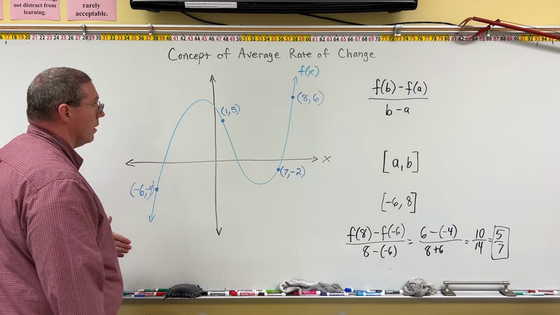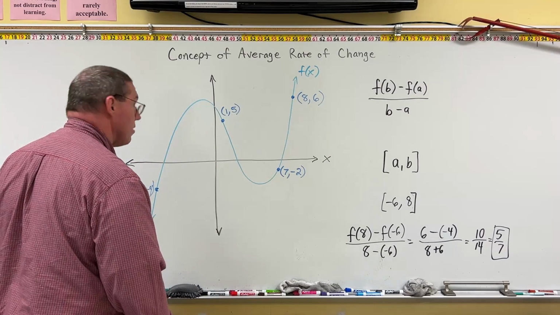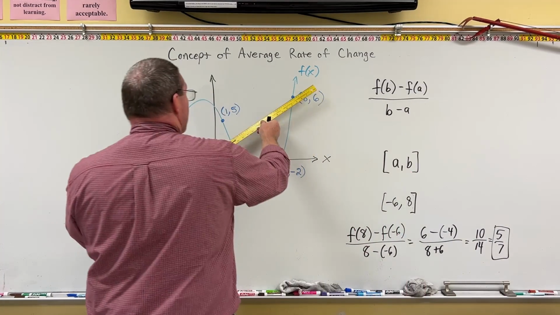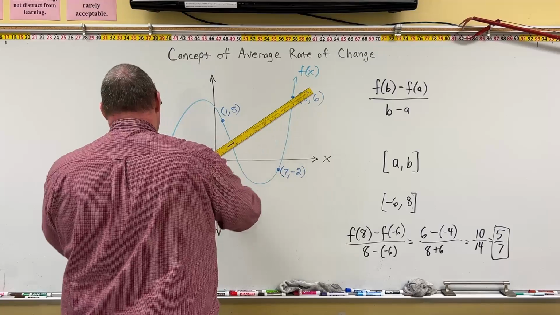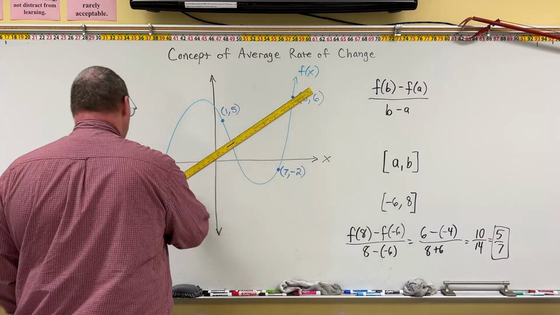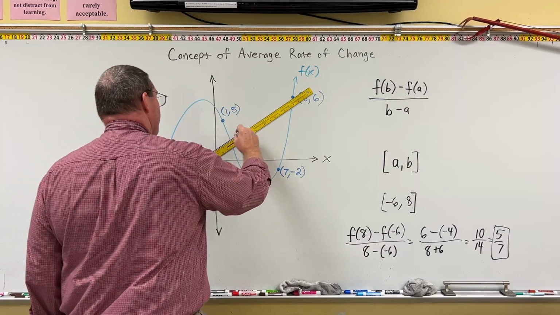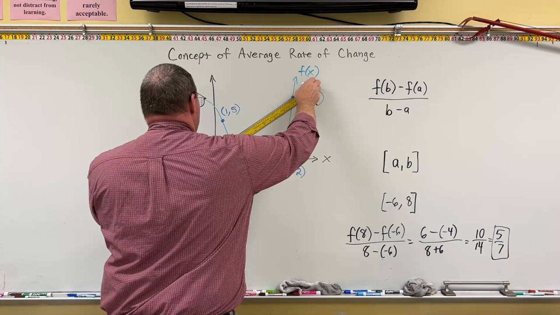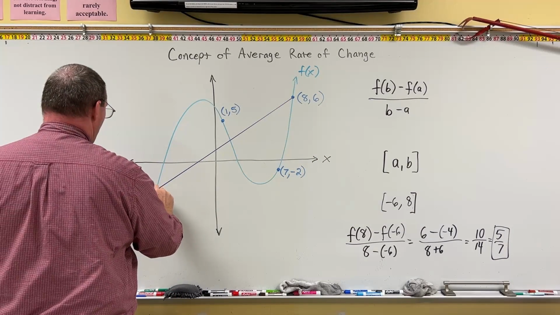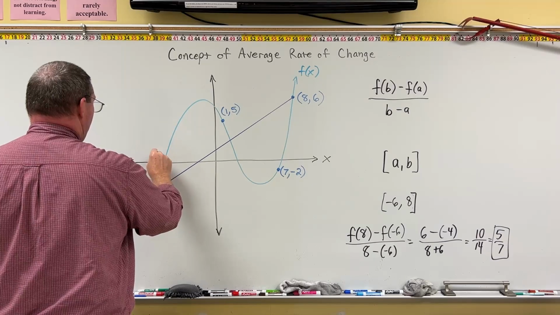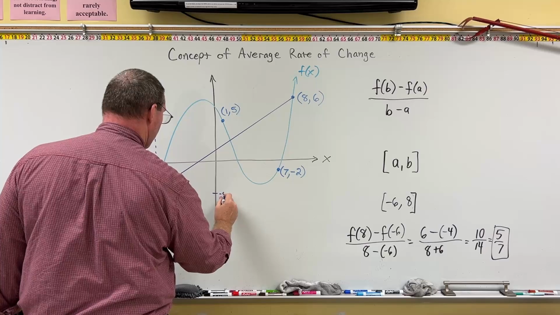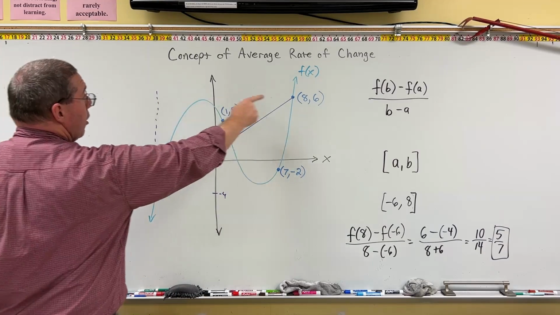Now let me show you something. One way that we can understand this is we can draw a straight line between these 2 points. And that's what this is. 5/7, very simply, is the slope of the line that connects (-6, -4) to (8, 6). And I'll show you. Rise over run. Here, we're going to go from -4 down here. Here's -4. Okay? The height is -4. And we're going to go up to 6.